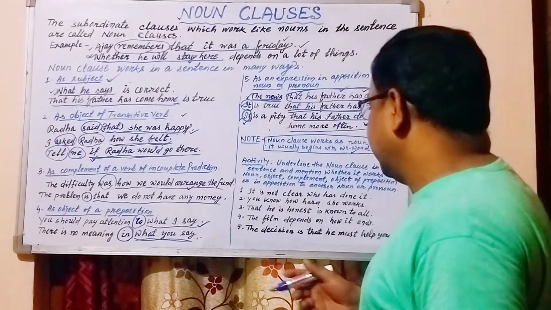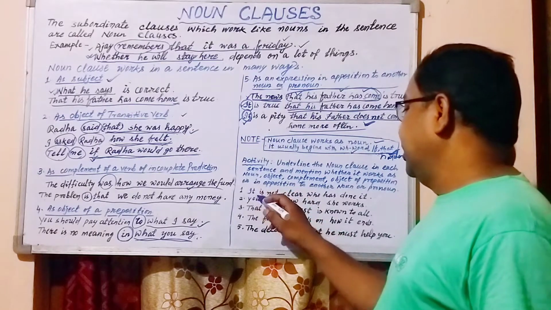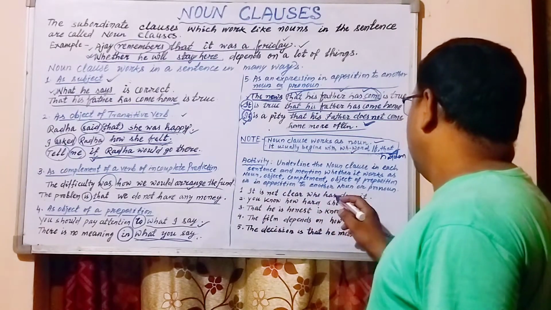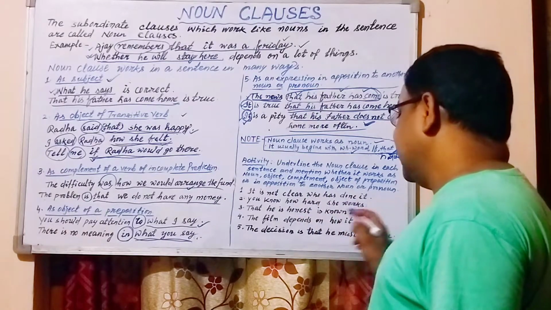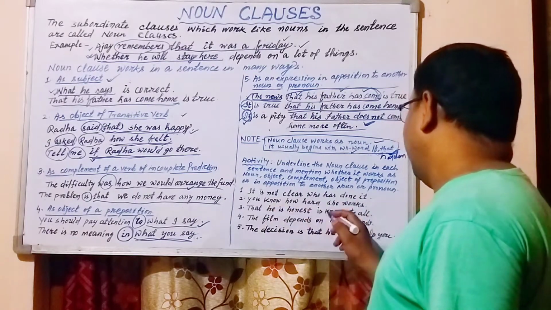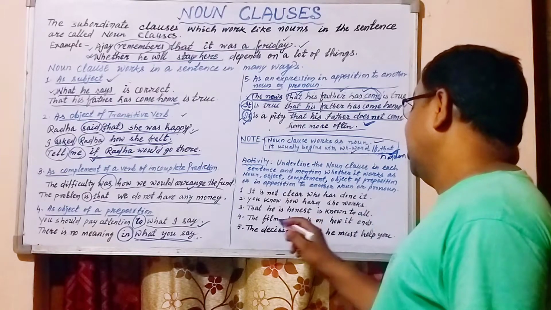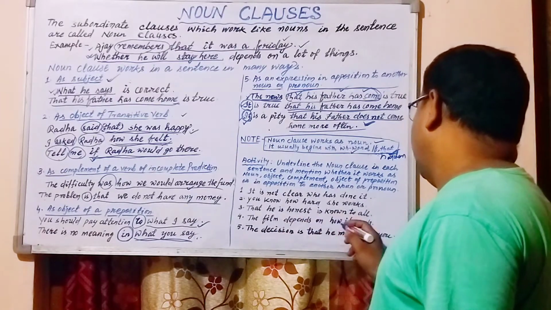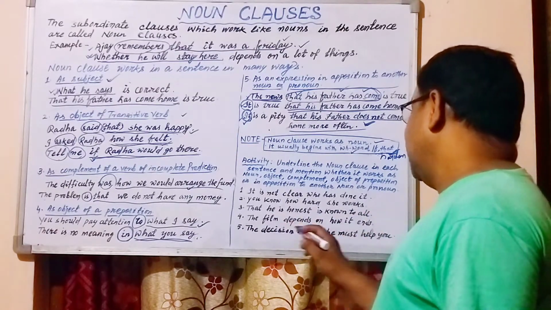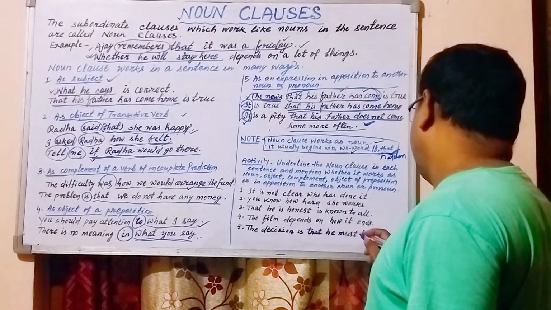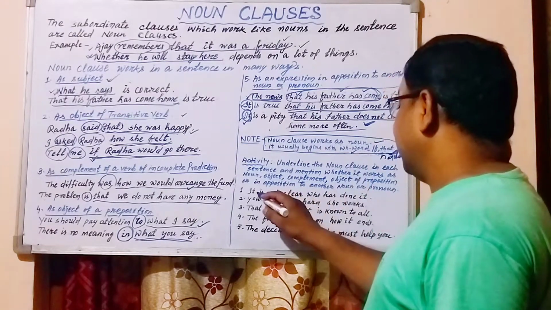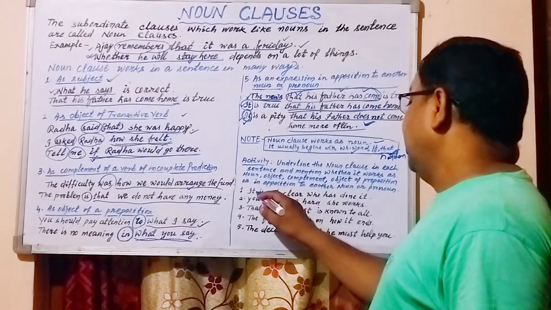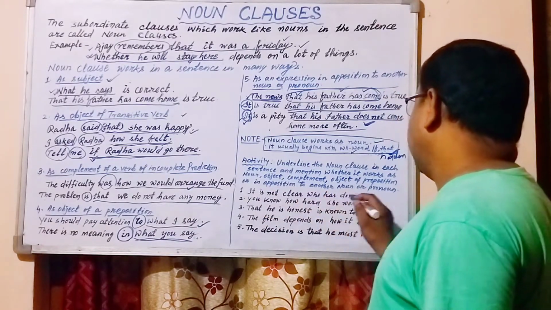So what are the questions? First one is, it is not clear who has done it. You know how hard she works. That he is honest is known to all. The film depends on how it ends. The decision is that he must help you. So I will do one. First one I will do. It is not clear who has done it.